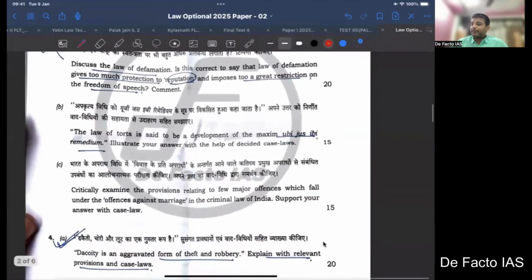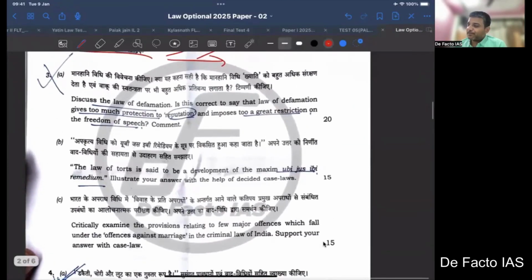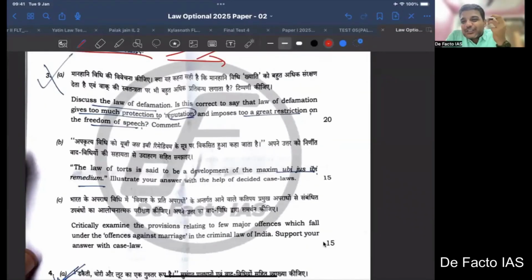Okay, let's come to 3A. Discuss the law of defamation. Is it correct to say that the law of defamation gives too much protection to reputation and imposes too great a restriction on freedom of speech? Comment. Now again, this question is of tort or constitution. Obviously this is a question of tort, rather than the constitution.